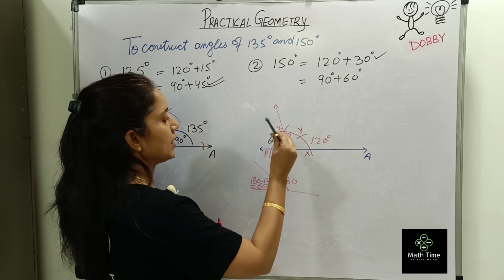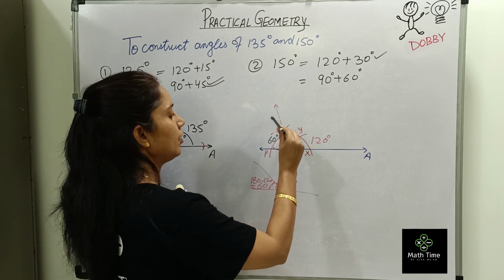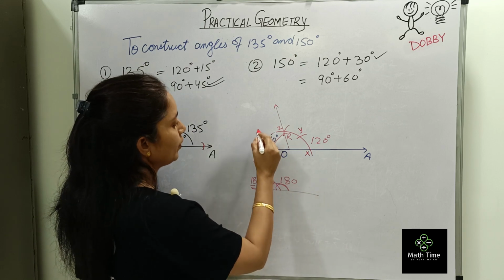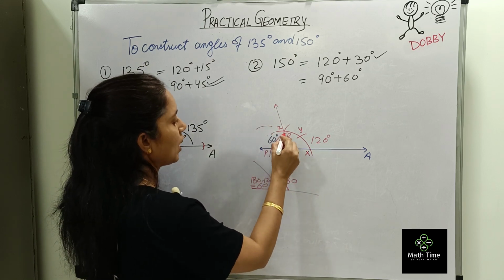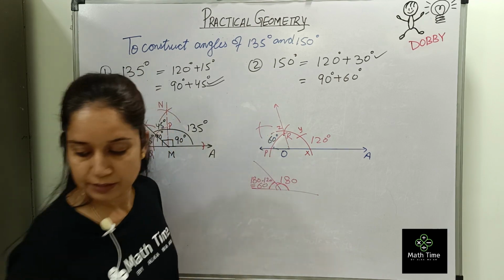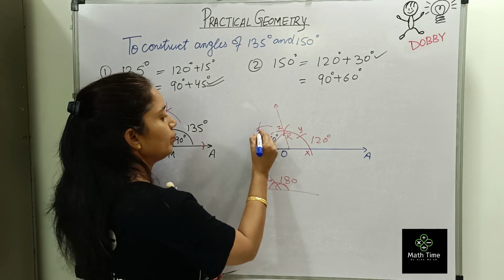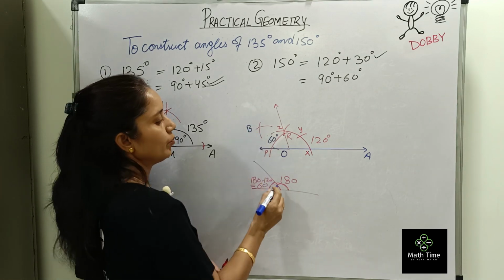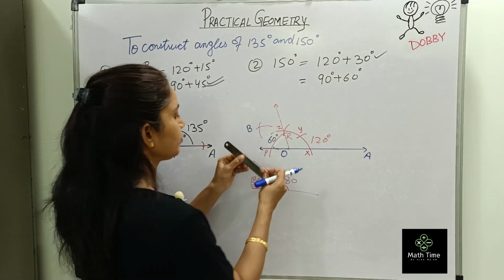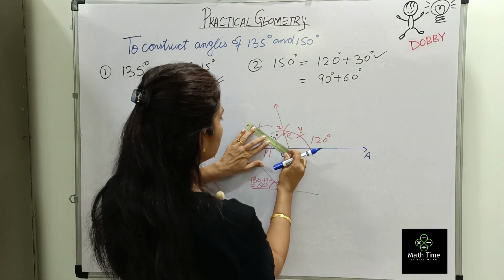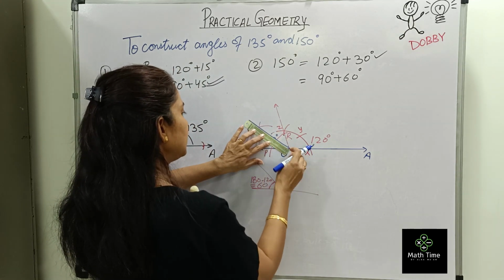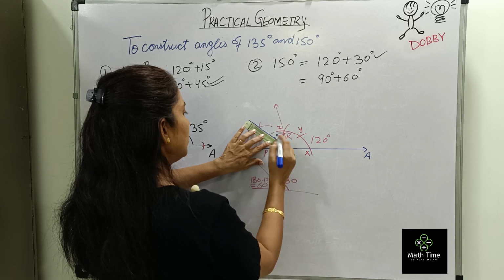With P as center, make an arc in the inside of the angle, and with R as center also make an arc in the inside of the angle. From P one arc, from R also one arc. Wherever they are intersecting, let us name it B. Okay, I am naming it B. Now join BO, taking the scale. Join BO is our final construction. That is why joining it with the bold line.